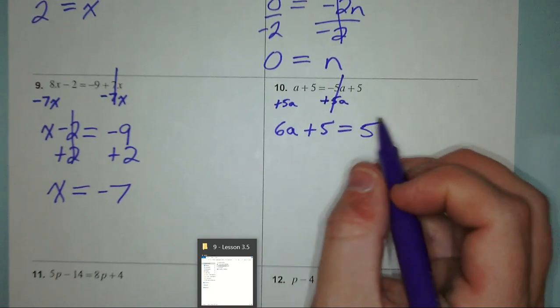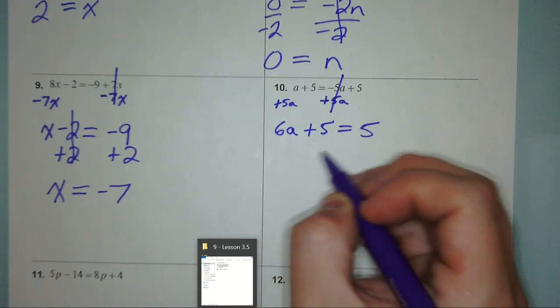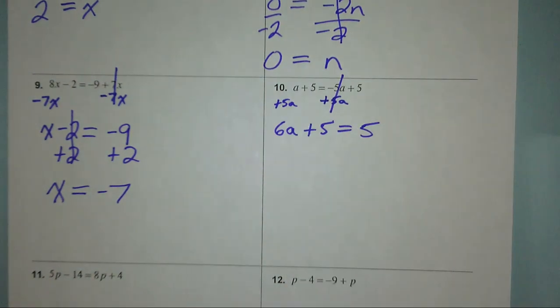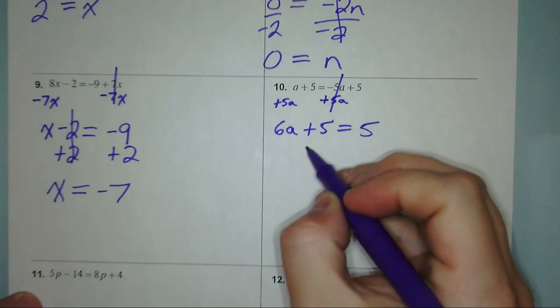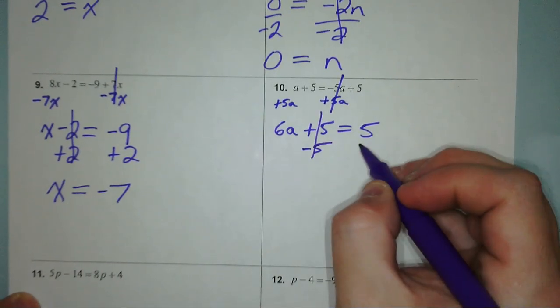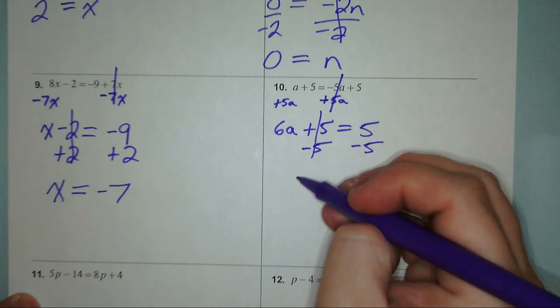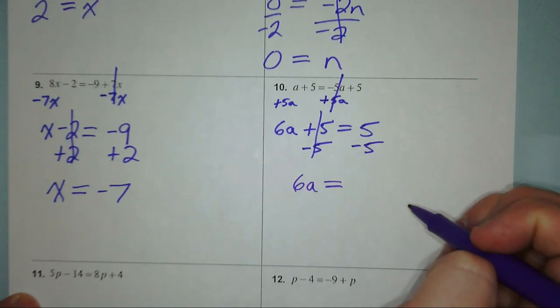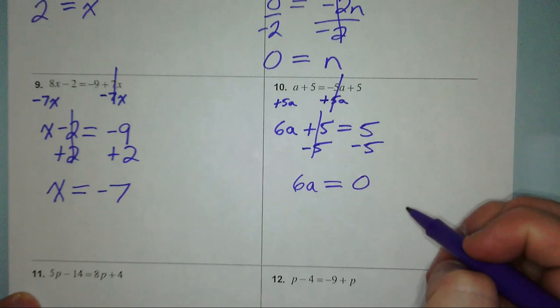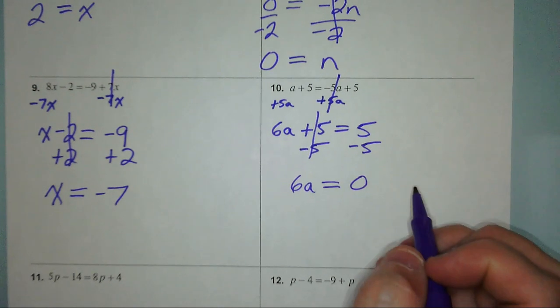So Dakaya, coming back to you. What's the next thing we do so that we can get a all by itself? Very good. We want to subtract 5 and get that out of there. Of course, we got to do it to both sides. So 6a is now the only thing on the left side. 5 minus 5, again, we literally got to write 0. That's okay. Then what do we do, Dakaya?